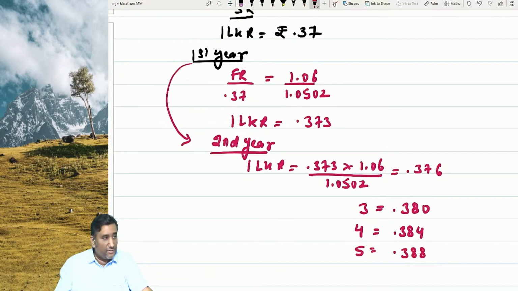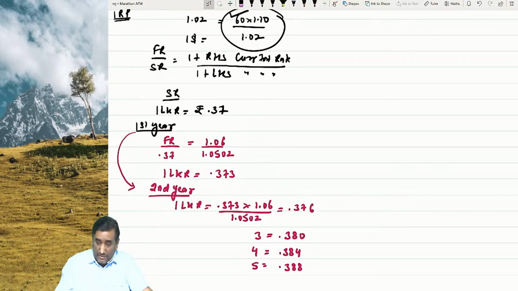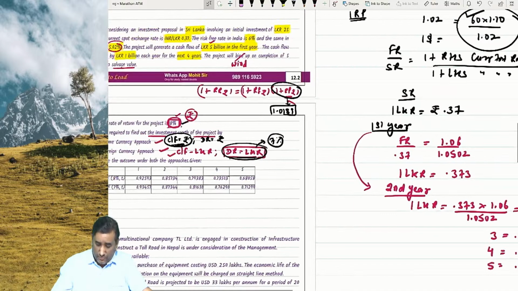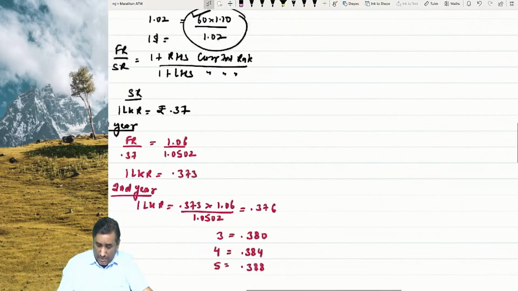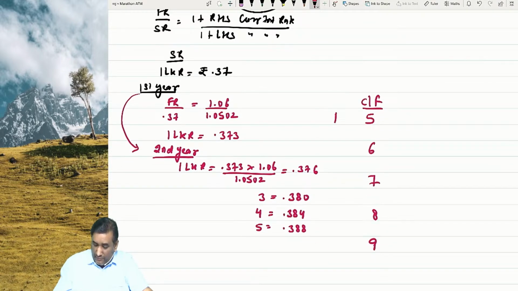0.388. Is that fine? Now another area of mistake. You have the book now with you. You tell me the cash flows. Cash flows are given in what? LKR. First is 5, second is 6, 7, 8 and 9. You have to convert to what? Rupee. In between I'll use the exchange rate and then I have to convert to rupee.